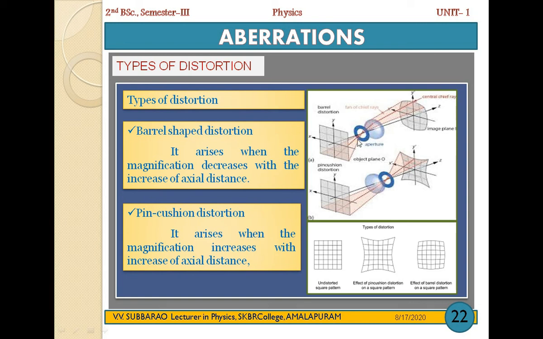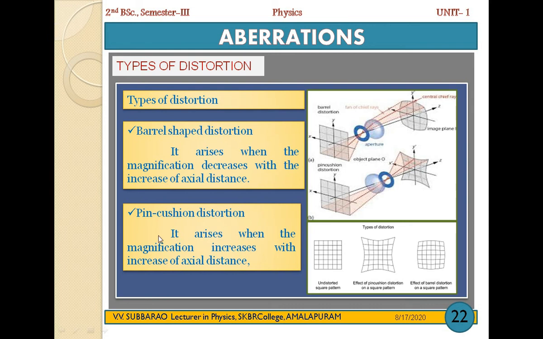If the magnification decreases with the increase of axial distance, the four corner points will be at greater distances and magnification will be reduced for those points. Hence the points are compressed. That means they move toward the center of the image and the image is somewhat compressed at the corners. Hence it looks like a barrel shaped image.